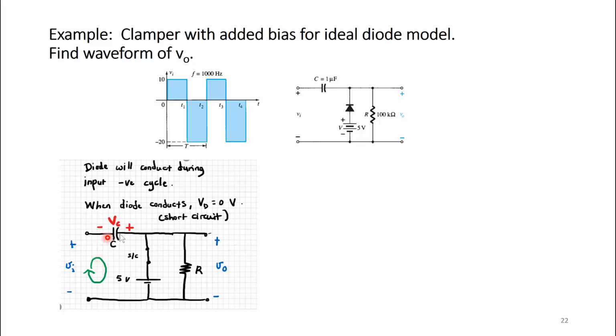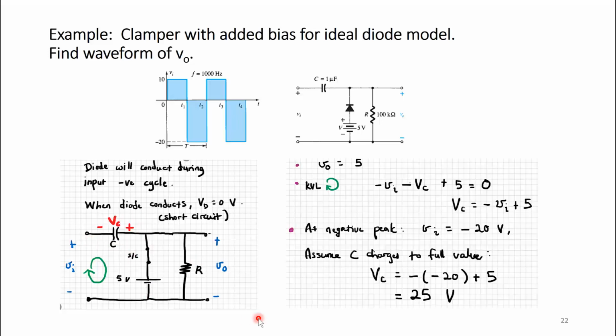I have also written here VC, in the direction here of negative to positive. You can read in the text why the orientation here is negative positive, and this 5 volt added bias is also noted here. So please make sure that you get this direction of VC correct. When I do analysis on this circuit, when the diode is on, I know that V out is going to be equal to 5 volts, because V out is the voltage across this path, which is 5 volts. And when I do KVL around this loop, which covers V in, VC and 5 volts, I will get negative V in minus VC plus 5 equals 0, which says that VC is equal to negative V in plus 5.